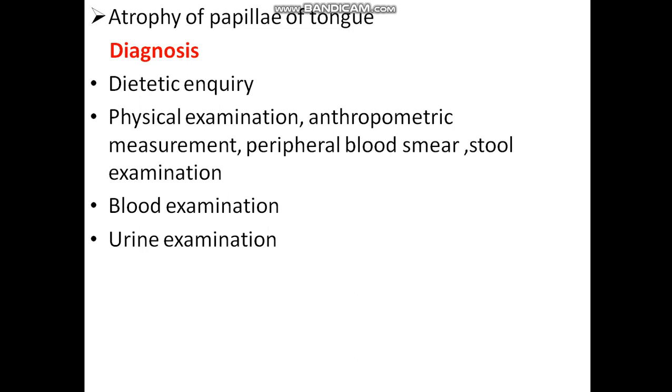Then stool examination, any occult blood examination, infection, then urine examination are the diagnostic evaluation of kwashiorkor.